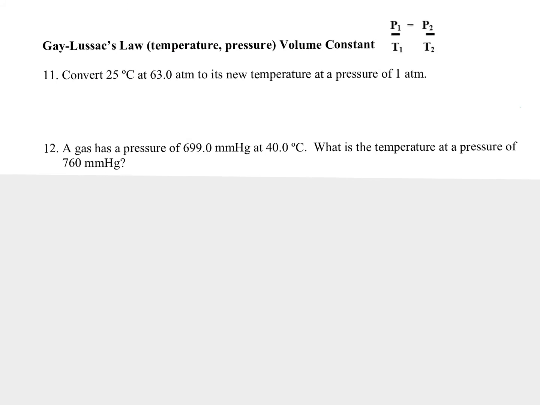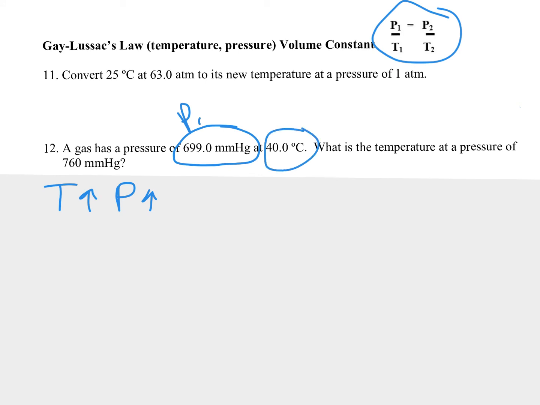Let's rock out number 12. This is Gay-Lussac's law. We know the relationship between pressure and temperature. We know that as we increase temperature, it's going to give more energy to the gas, and that's going to increase pressure as long as the volume stays constant. So we've got a gas at a pressure of 699 millimeters of mercury. All right, so that's a pressure, and a temperature of 40 degrees Celsius. We want to know what the new temperature is, so that's going to be our variable.